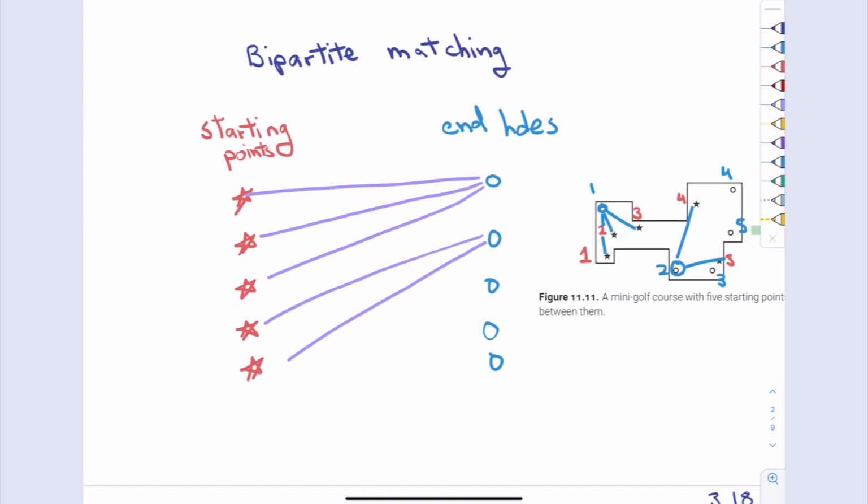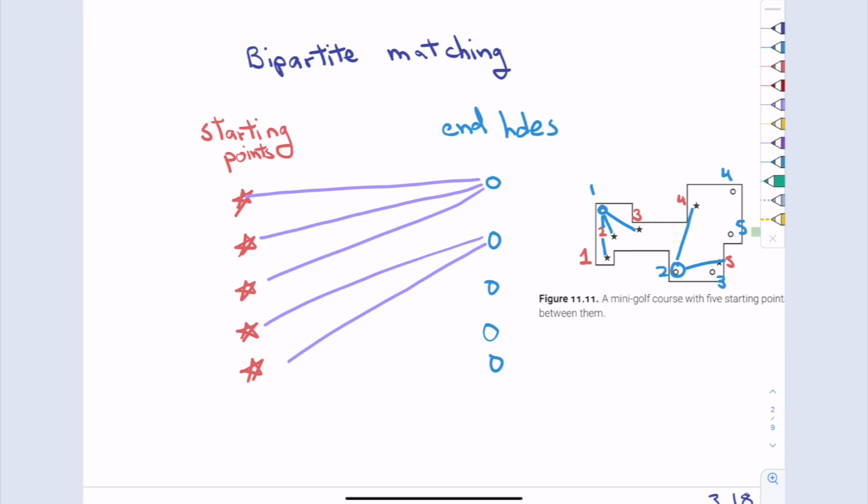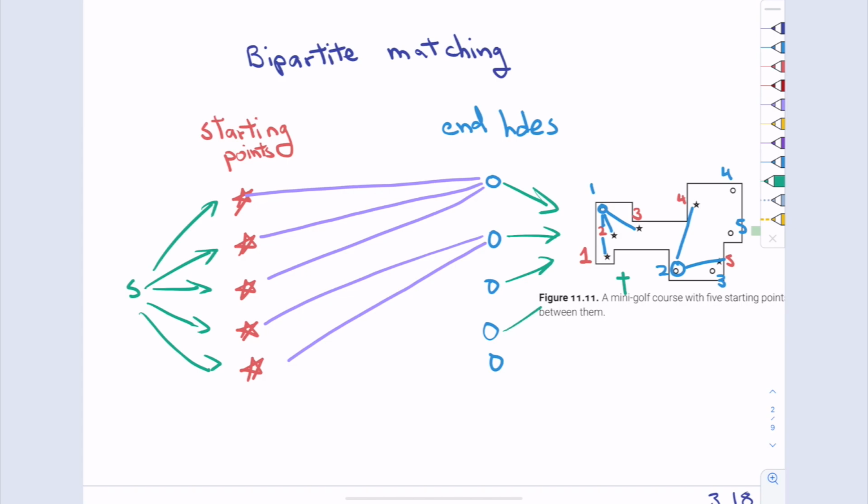And okay, so matching, taking an edge corresponds to matching up a starting point with an end hole. Okay, so let me do two things. So one thing you said, when we solved this, we sort of turned this into an edge disjoint path problem. Okay. And we sort of have two different options. We have a couple of different algorithms.